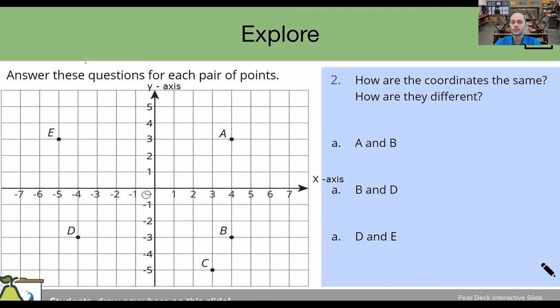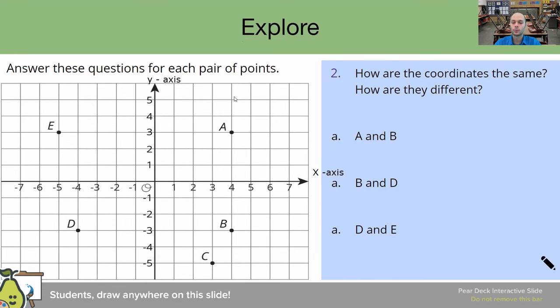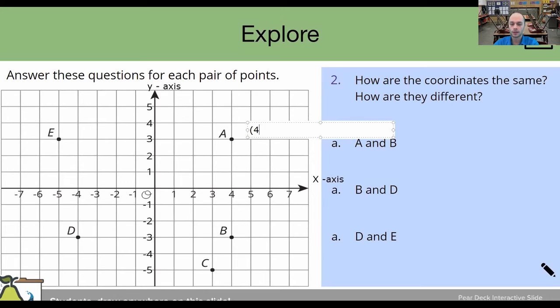Please pause the video and let me know, what are the coordinates of point A? All right, welcome back. If you said the coordinates of point A are 4, comma, 3, then you are correct. Good job. On the x-axis, we're at 4, and on the y-axis, we're at 3. So it's 4, comma, 3.